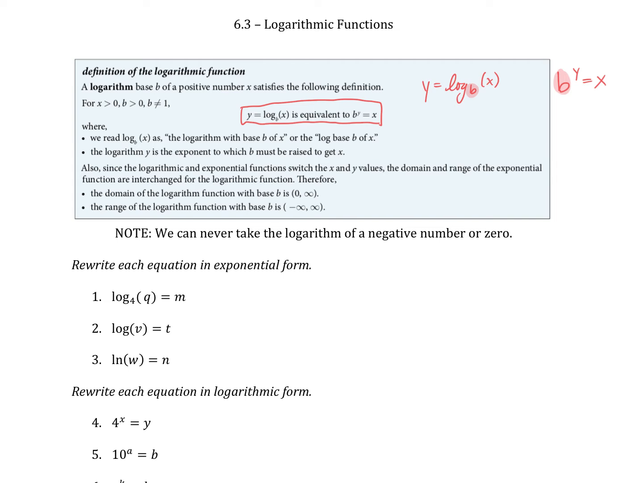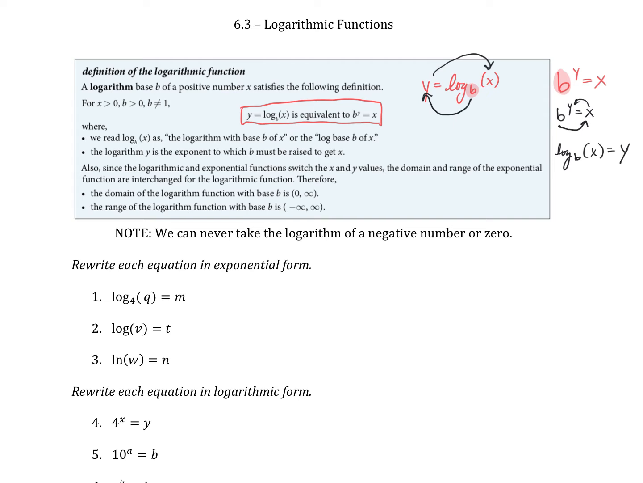Once you establish the base, to remember how to write from one to the other, you go across the equal sign. So here you start with the base b raised to the y is equal to x. That's how you get over here. Base b raised to the y is equal to x. If you're trying to get to the logarithm form, you identify the base and you say log base b, go across the equal sign, of x is equal to y.